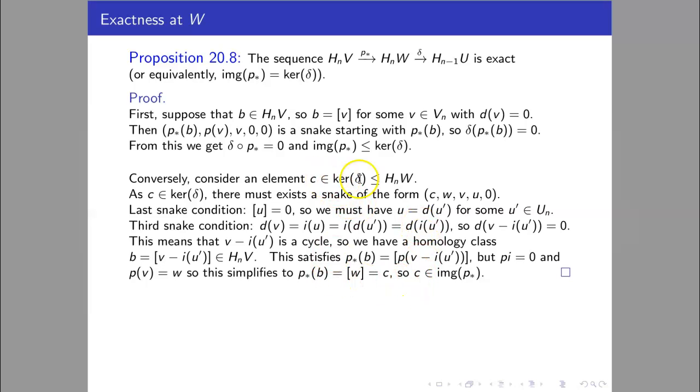That the kernel of delta is contained in the image of P star, and then here the image of P star is contained in the kernel of delta. So they're the same as claimed. So that proves exactness at W.